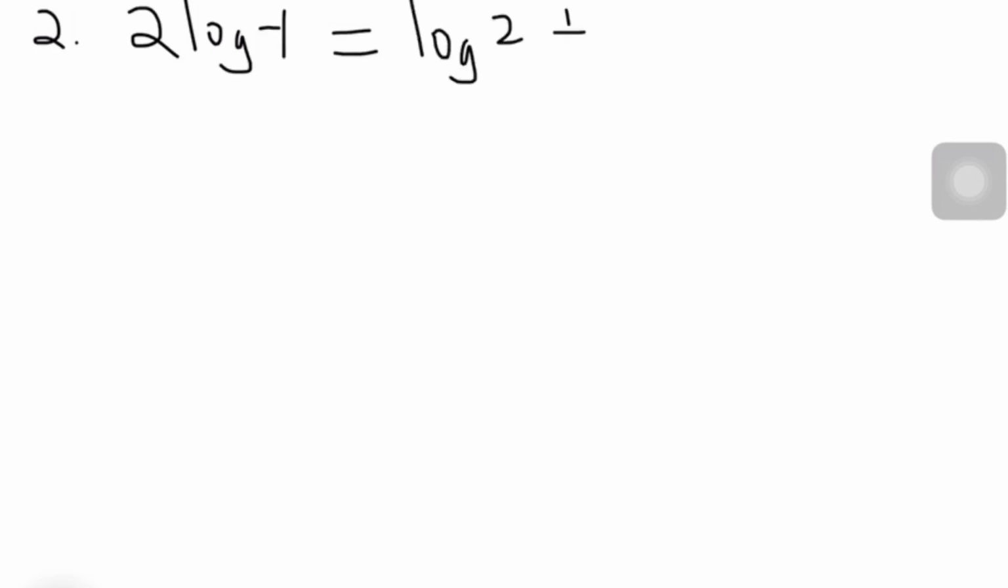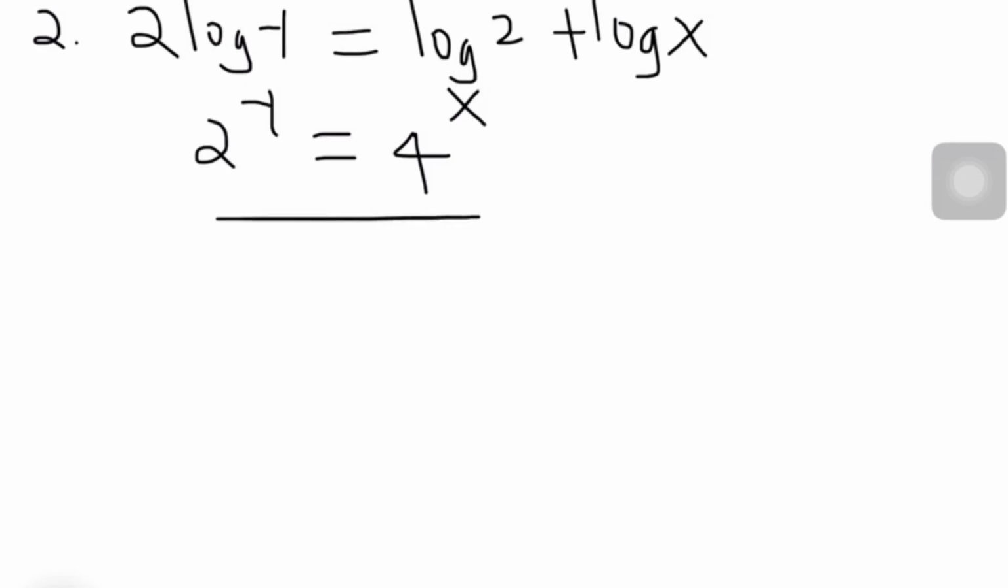Let's look into example number 2. Example number 2, we have 2 log y is equal to log 2 plus log x, then 2 power y is equal to 4 power x. So just the same way as we've done for example number 1, we have to form simultaneous equations from these two. The first one looks okay, but from the first one we have to form an equation.